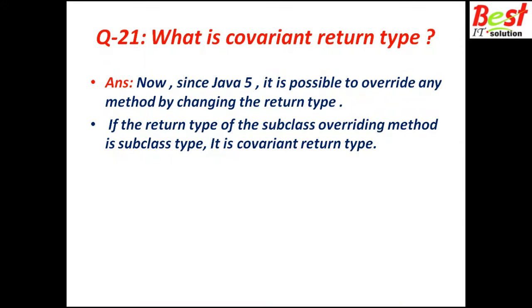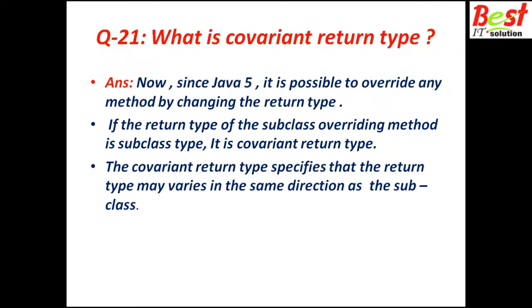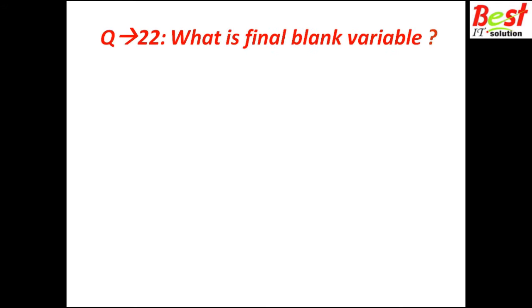If the return type of the subclass overriding method is the subclass type, it is covariant return type. That means the return type of the overriding method is the subclass type, and this is called covariant return type. The covariant return type specifies that the return type may vary in the same direction as the subclass.